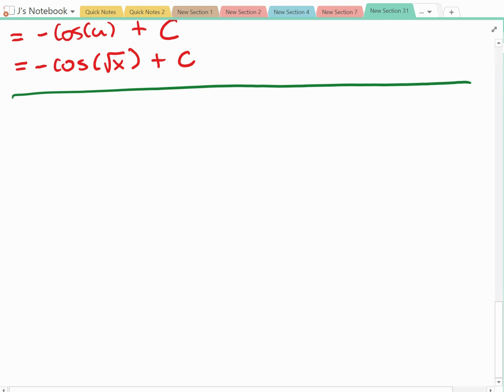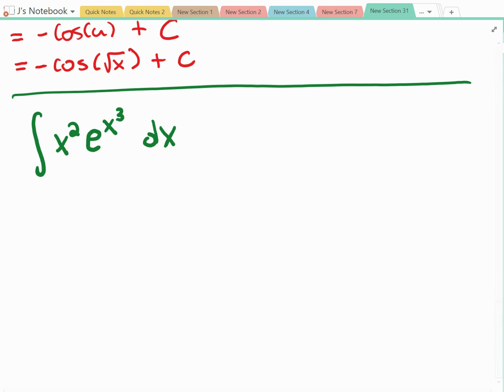So integral of x squared times e to the power of x cubed dx. It's not on your list. It's close to something on your list. And the only way to get a list member from here is to do a substitution. We'll let u equal what's inside the function. So what is inside e to the power of is x cubed. That's been plugged into the exponential function.